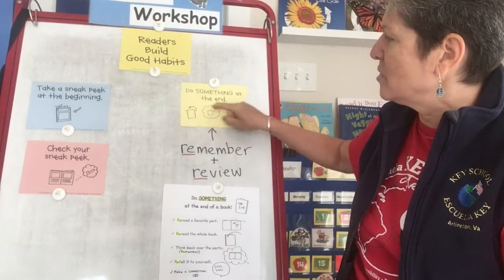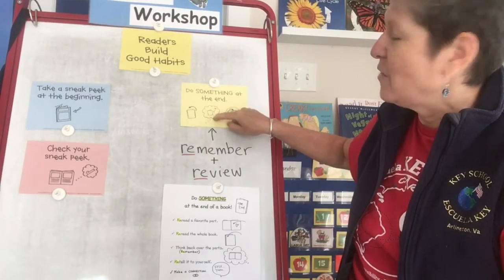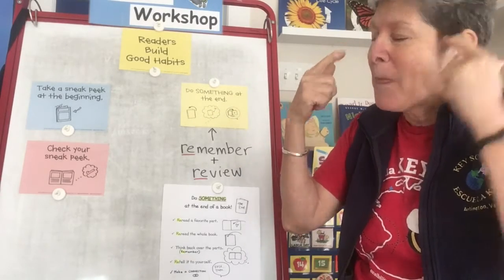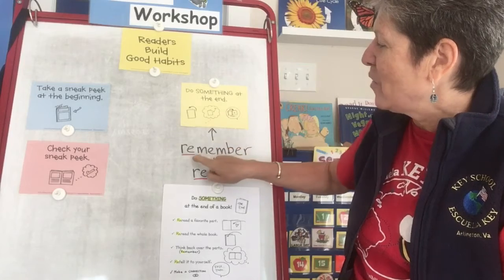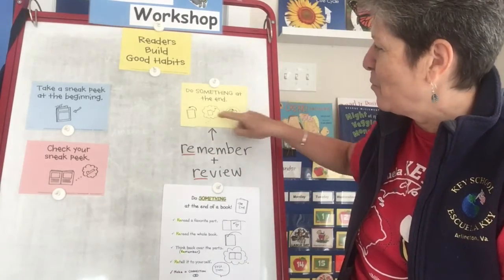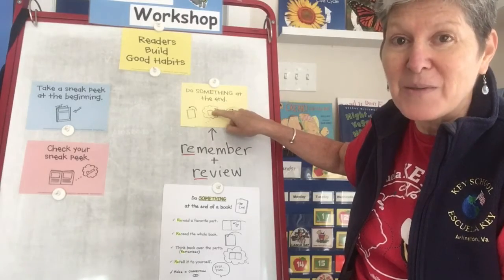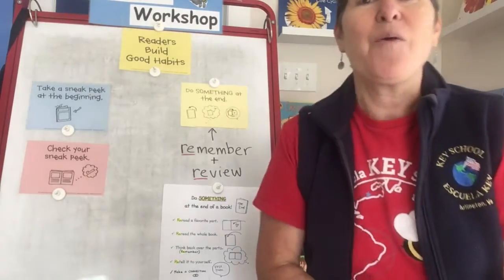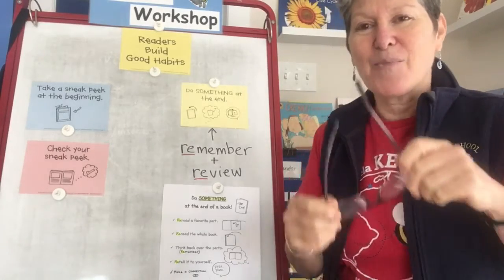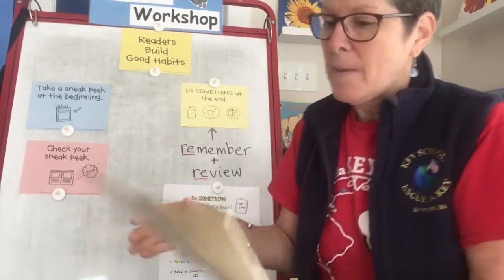Today we're going on to the second strategy, and if you notice, there's a think bubble, so it has to do with thinking. You could remember or review a part of the book. So that's represented by the think bubble. I want you to help me remember to do that at the end of the book we're going to read today. And the book I'm reading for you is called Mr.